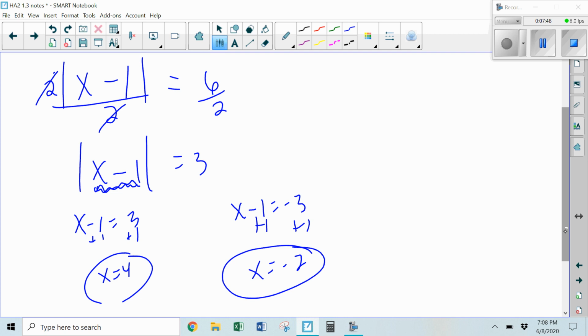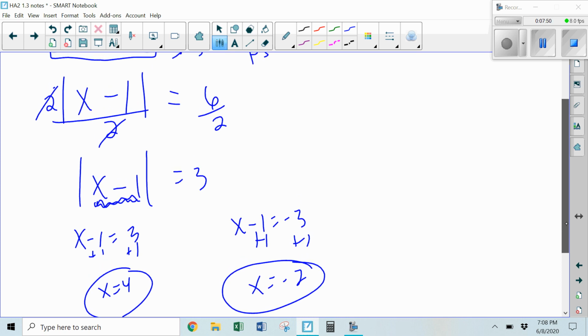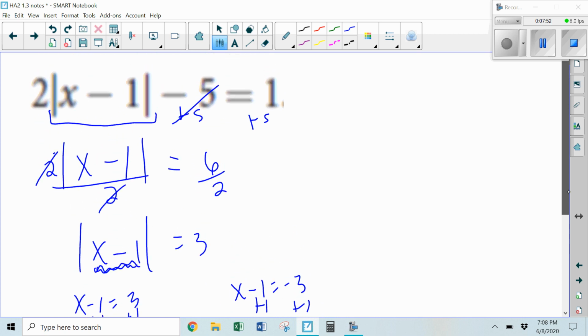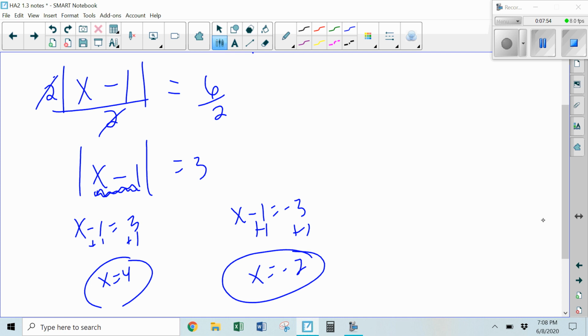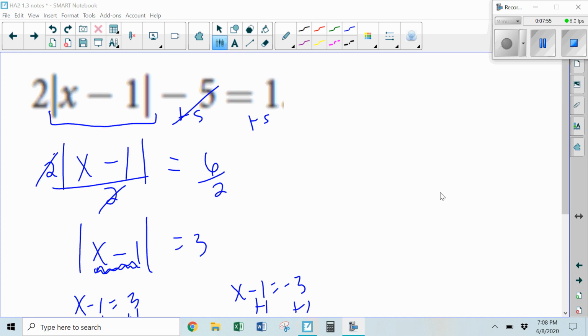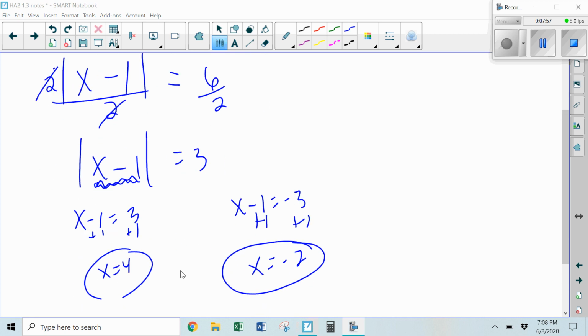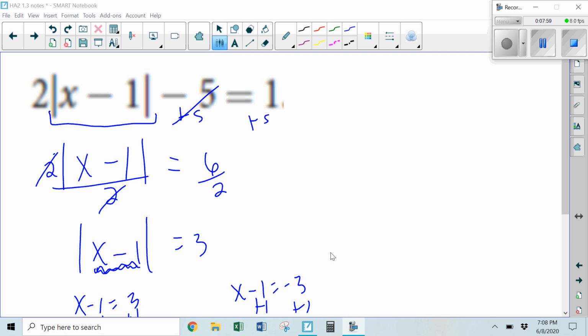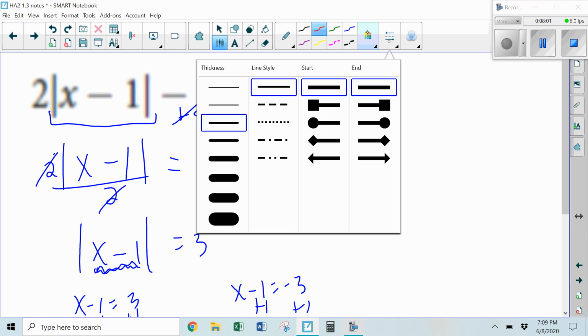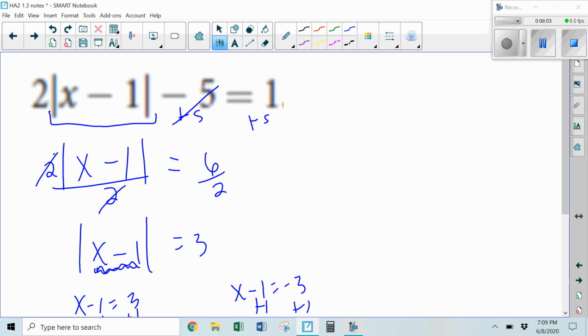And again, you can go back up and check your answer, plug 4 in, and plug in -2. I'll go ahead and show you how to check one of them, even though you should check both. Let's check -2. So I'm going to rewrite the problem, 2, and then instead of x, I'm going to put my answer of -2. So I rewrote the whole thing. I just plugged in my x value.